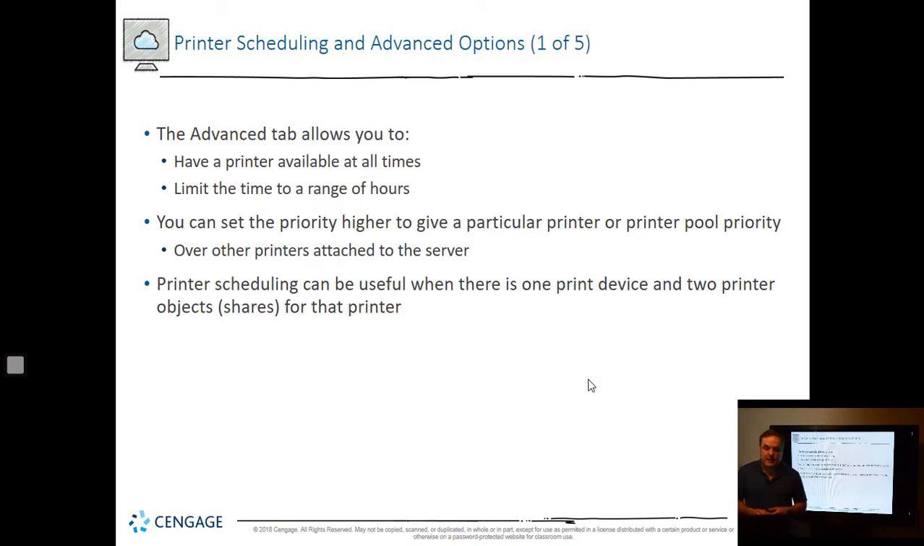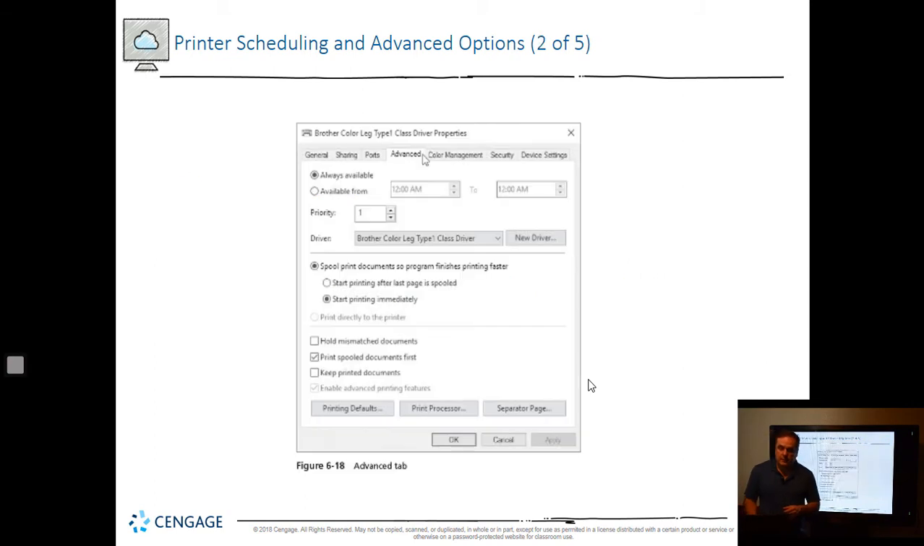Advanced tab allows you to have a printer available at all times or limit the hours that you can log in. It also sets the priority, so you can give a particular printer a printer pool priority. Printer scheduling can also be useful as well. So let's take a look at the advanced button.